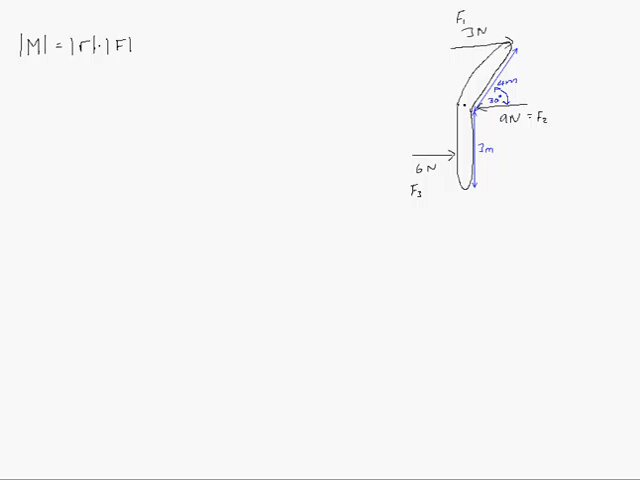So let's consider force 1 first. In this particular case, the magnitude of r is not going to be equal to 4 meters. It's not going to be this distance from our axis of rotation, which I've chosen to be here, although I could have chosen any particular point. It's not going to be the distance from here to here. It's instead going to be from here to here.